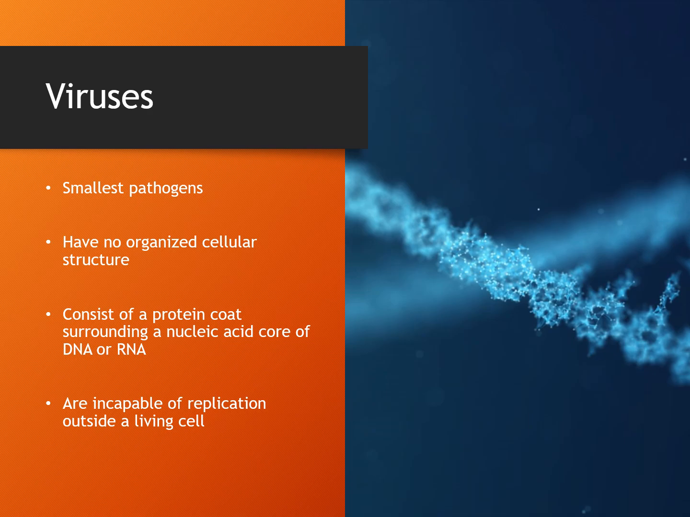Viruses are our smallest pathogens. Some characteristics are that they have really no organized cellular structure. They're really just a protein coat that surrounds nucleic acid, which is either DNA or RNA, and they are completely incapable of replication outside of a living cell. They have to invade a living cell to be able to replicate. And when they invade, they may kill the cell they're using for replication, or they may not. They may actually enter a cell and start to replicate and not cause disease for years. We call those latent viruses.